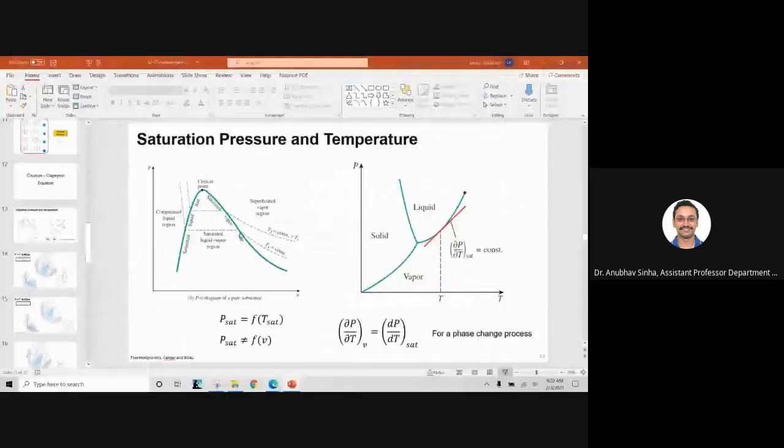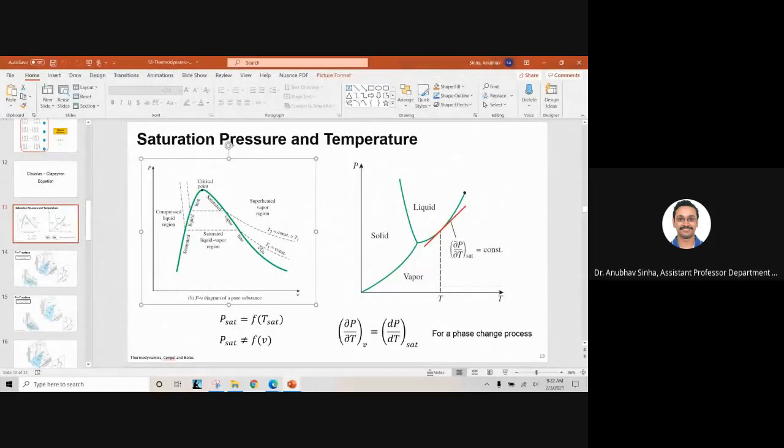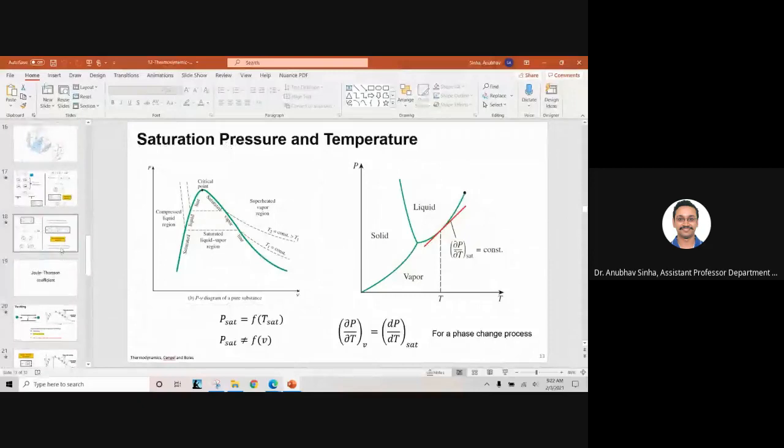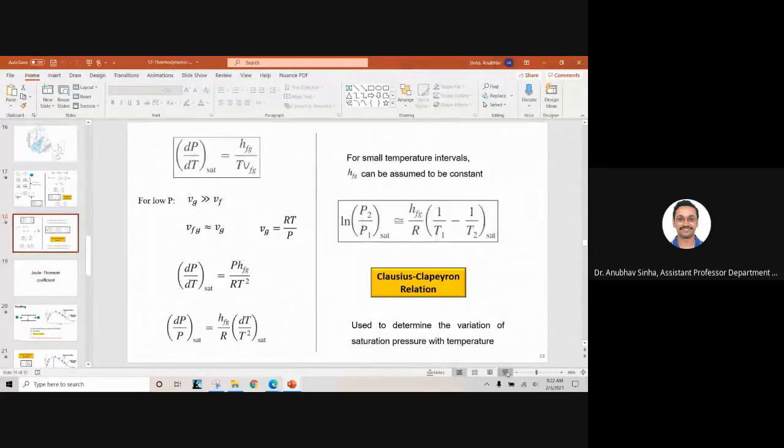Let's go back to this. If you look at this plot, for this temperature we have this pressure, for this T2 we have this pressure. So if you know that, then you can transfer here using that relation. Fine.